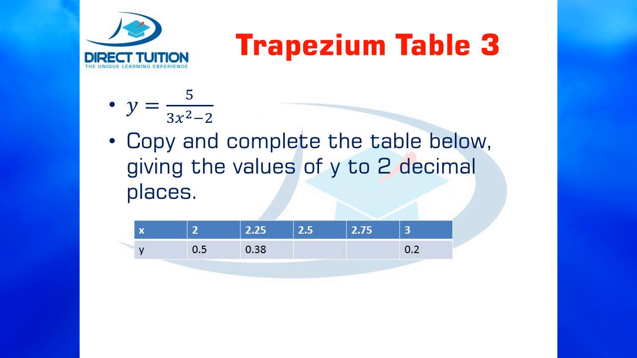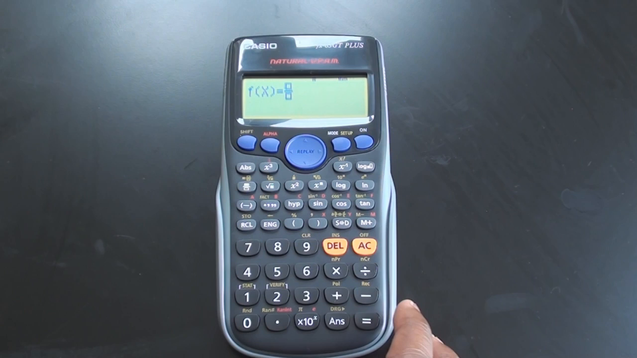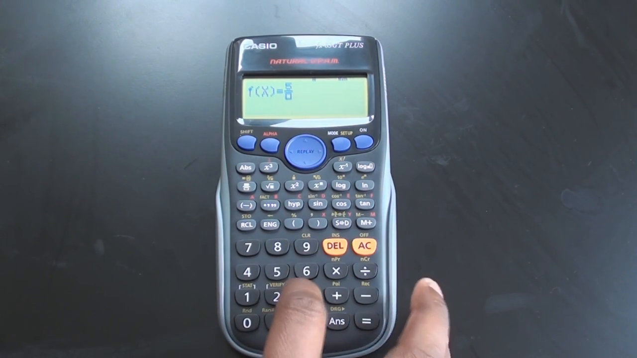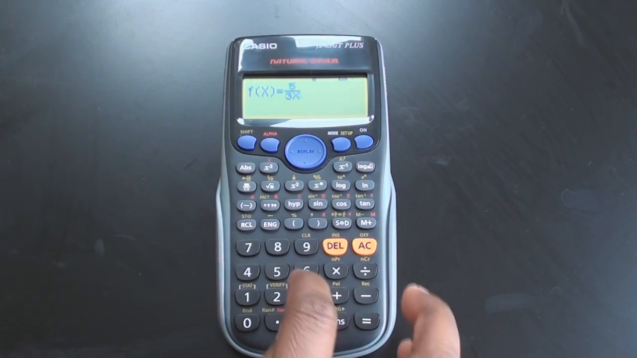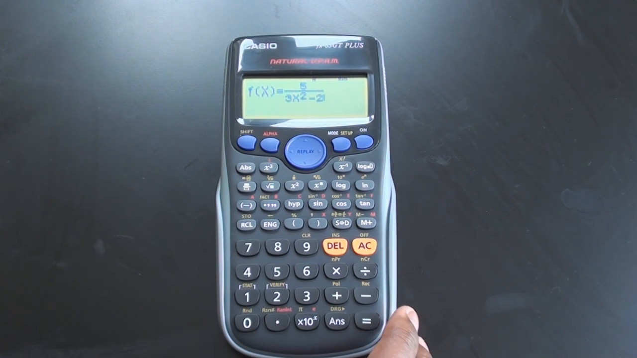Okay, so example number 3. Y is equal to 5 over 3x squared minus 2. Okay, so this one's a little trickier to type in, but we'll go into our fraction mode, and 5 on the top, and the denominator is 3x squared. So we need to do alpha x squared minus 2. Okay, just make sure it looks correct.